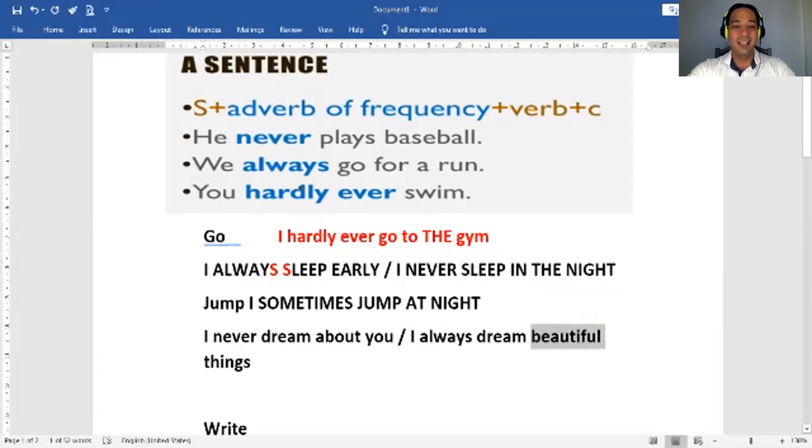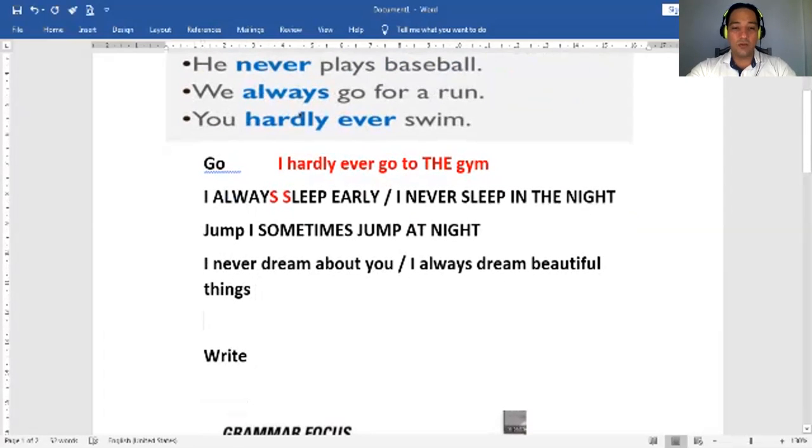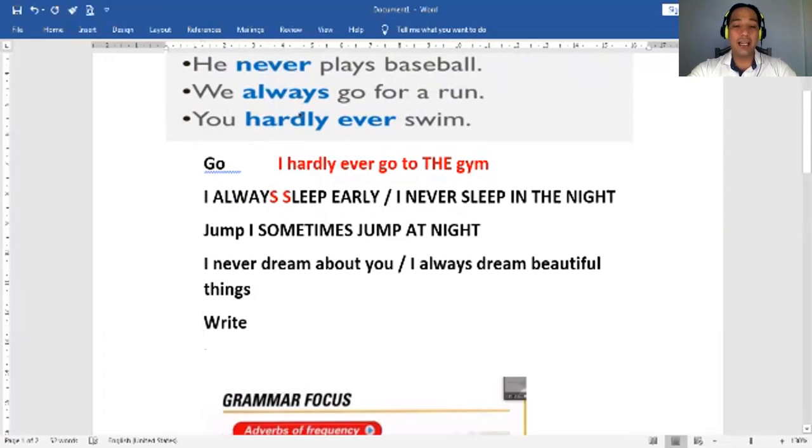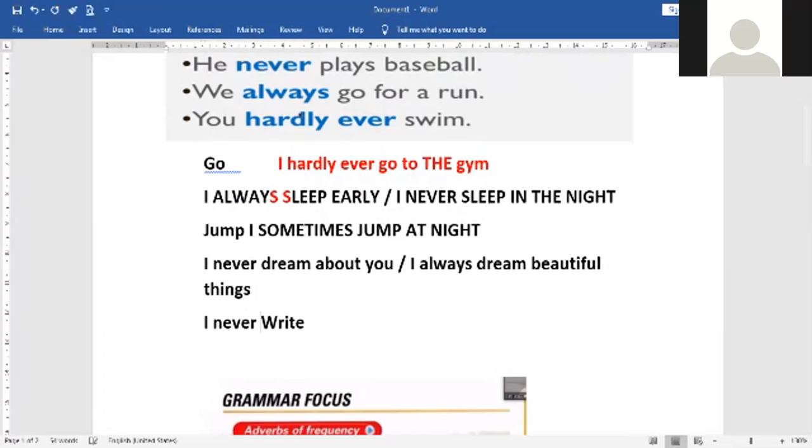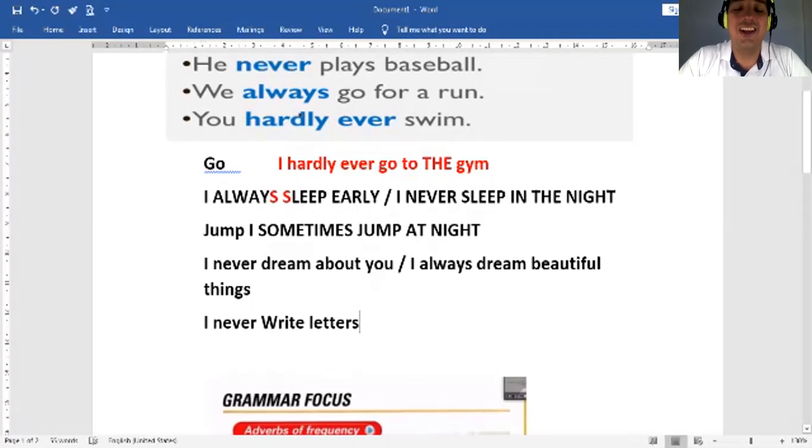Excellent. Very good, Beatriz. Okay, and the last one. Right. I never write letters. Letters. I never write letters. Right. Letters. Letters. Okay, ¿cómo pronunciamos eso? Letters.